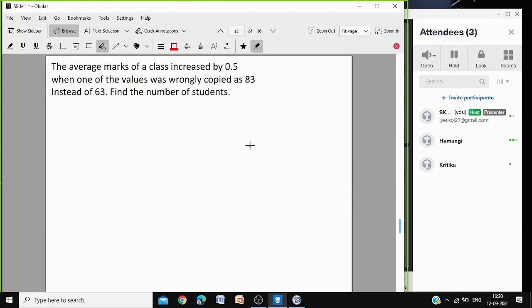The average marks of a class increased by 0.5 when one of the values was wrongly copied as 83 instead of 63. Find the number of students. Only 1 mark, all the other marks were copied correctly. It should have been 63, it was copied 83. And the average came 0.5 higher than the normal average. Find the number of students.